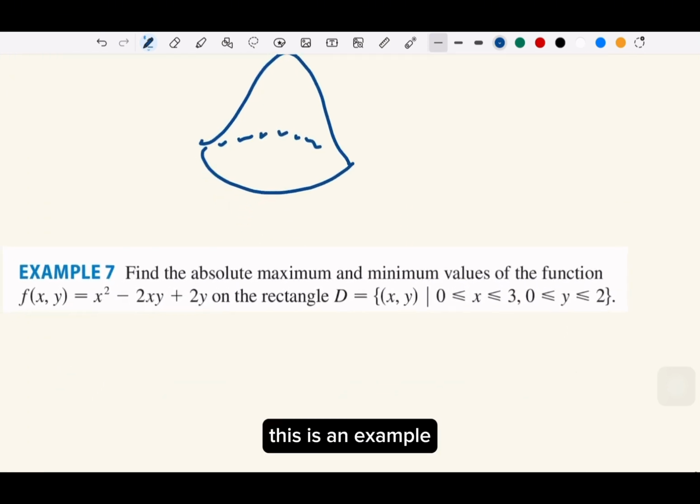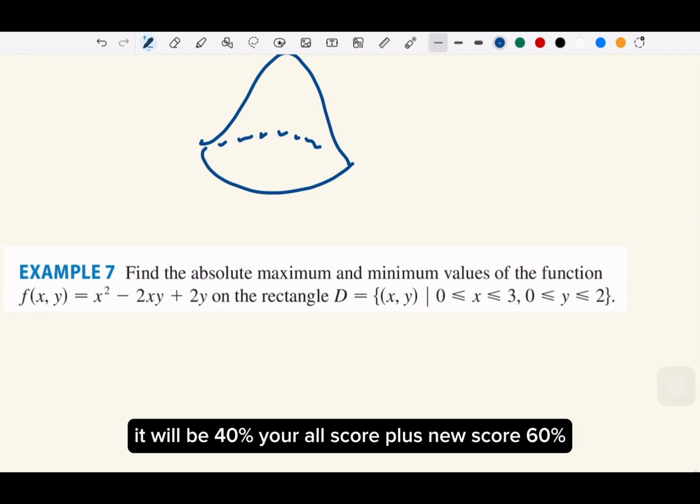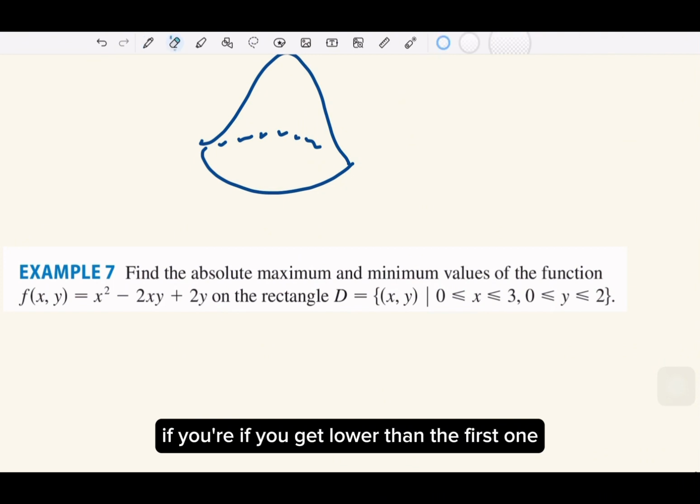This is an example, but I think this can be for next week. So Wednesday or Thursday, make-up exam. You can consider if you want to take it. It will be 40% your old score plus 60% new score. If you get lower than the first one, then I will use the highest one. Okay.